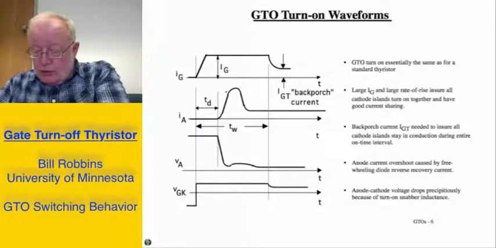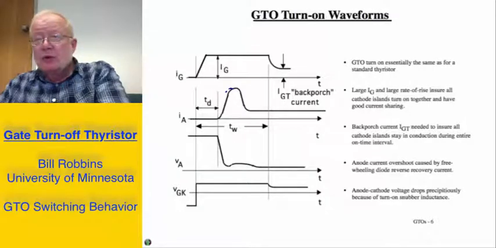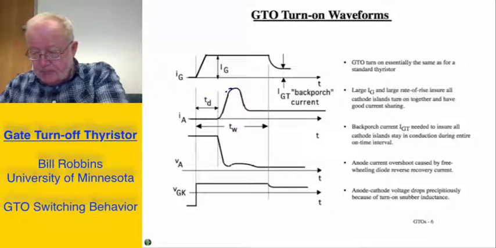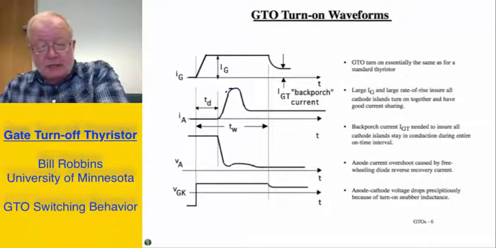and it actually overshoots the final on-state value. That overshoot is due to the freewheeling diode recovery current, which adds to the normal on-state current that we'd have in steady state, and so we have that current overshoot. The anode voltage begins to drop precipitously at the same time as the anode current begins to rise, and the reason for that initial drop is due to the inductance of the turn-on snubber.